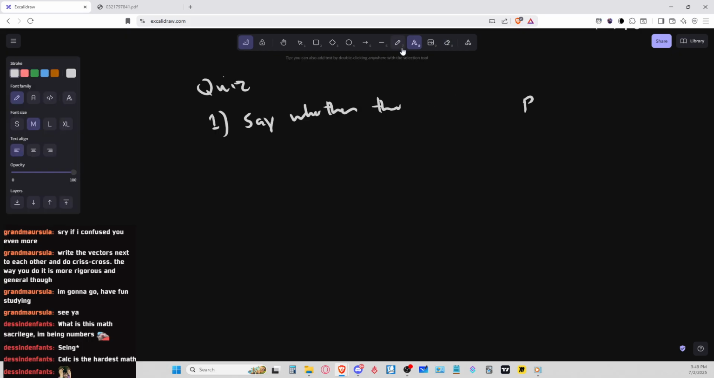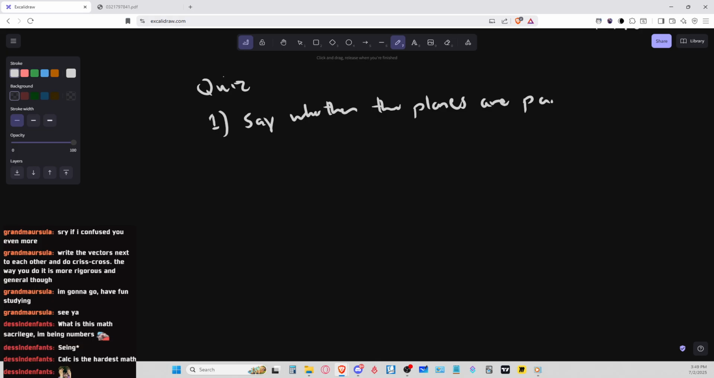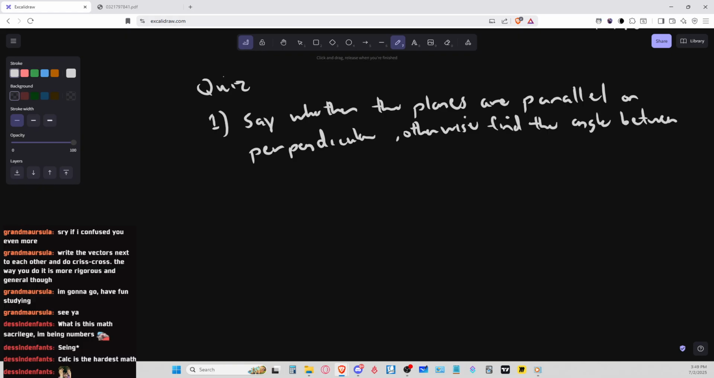Okay, so question 1. Say whether the planes are parallel or perpendicular, otherwise find the angle between them.